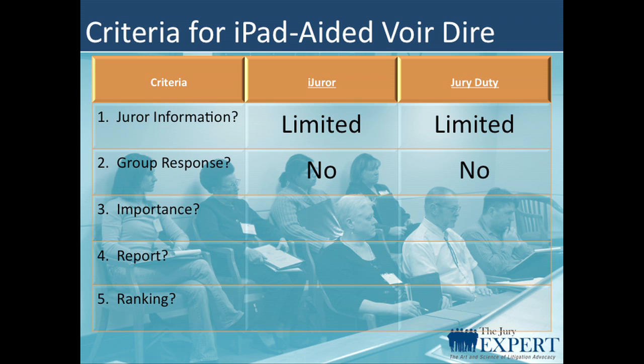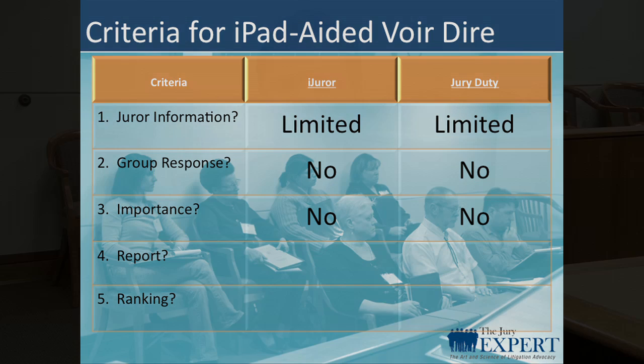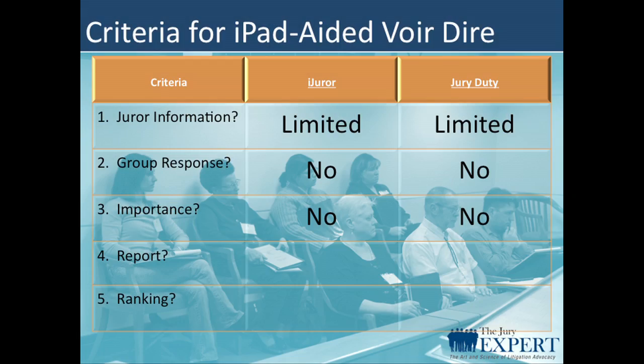Number 3, does it help you assess the importance of the information? Well, the answer to that is no. For neither app is there a way to weight or rank the importance of the information that you're gaining in the process. And 4th, does it report? Well, yes, both apps allow options to print or email the information you're gaining, including the recommendations for strike or non-strike on the particular jurors.